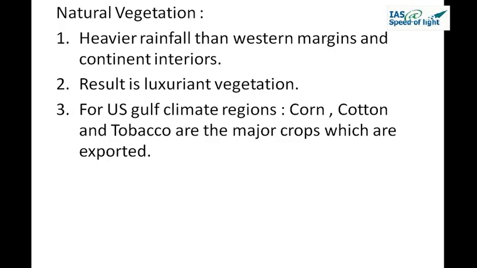Let's talk about the natural vegetation of these features. So heavier rainfall than the western margins and the continent interiors. The first point, when we are going to talk about the vegetation, which thing actually relates to the vegetation? So it is the precipitation. The first thing is the rainfall. So without rainfall, there will be no vegetation.